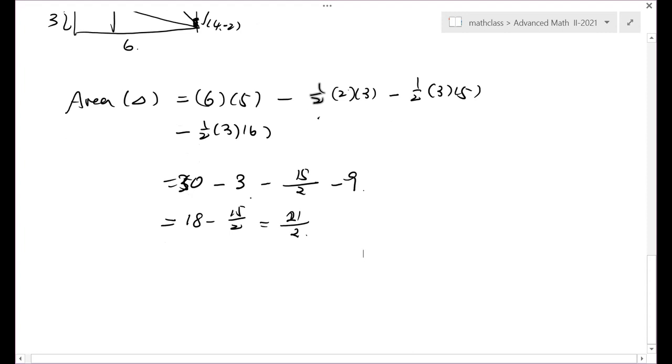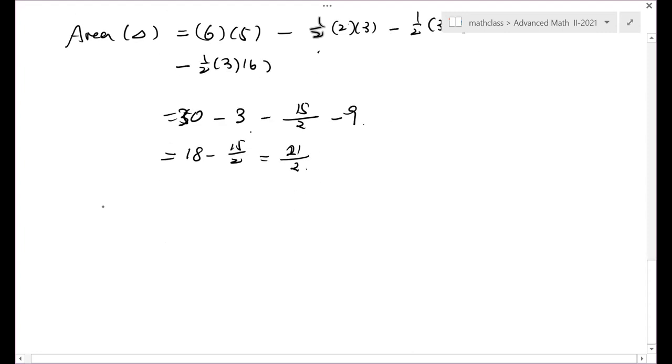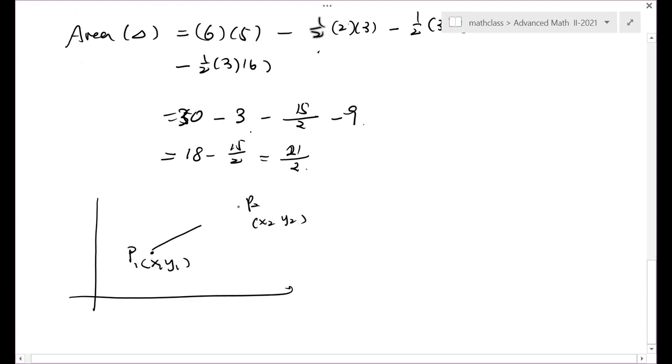Yeah, let's review how we get the distance formula between two points. Remember, if we have point P1 with coordinates x1, y1, and another point P2 with coordinates x2, y2, we draw a line. In order to find the distance, we apply the Pythagorean theorem to this problem.